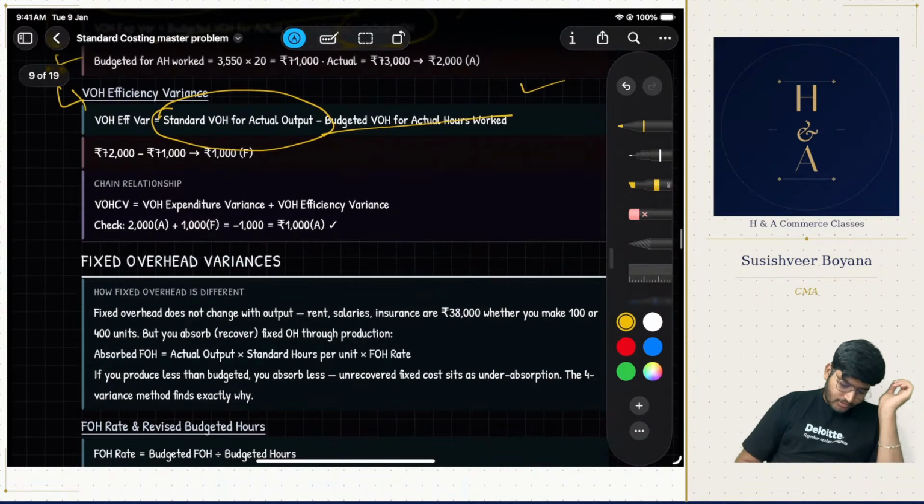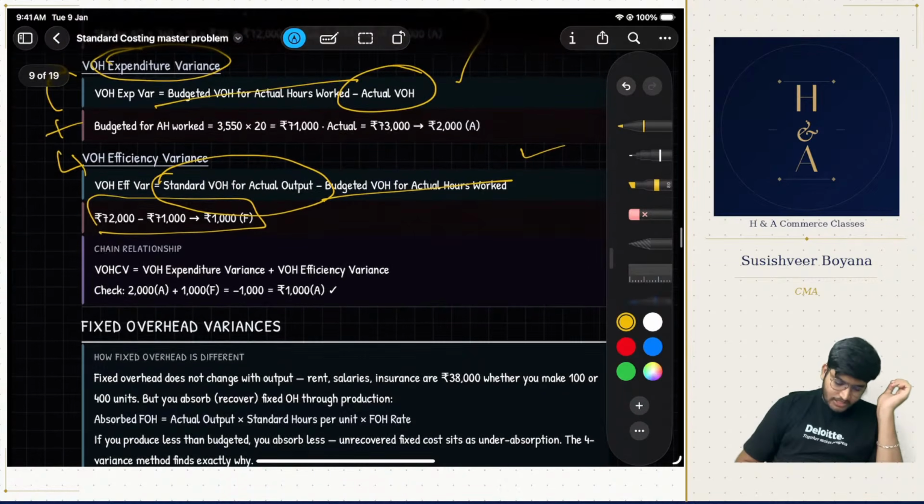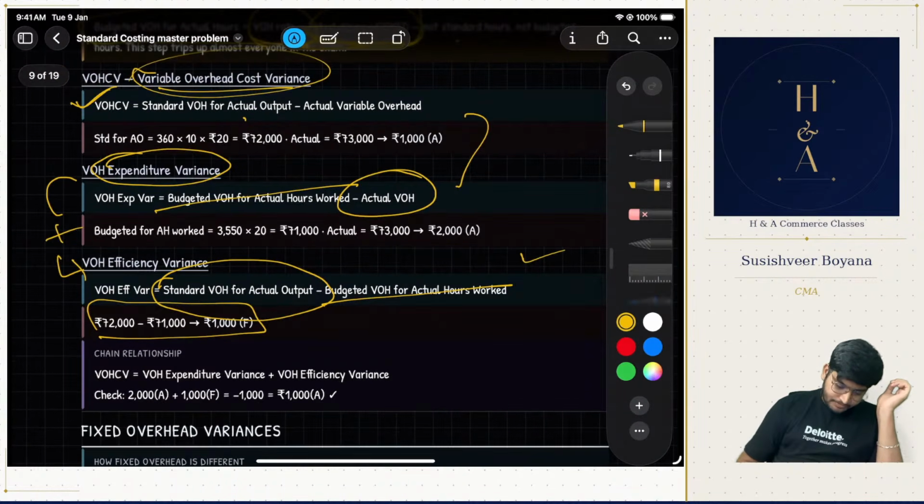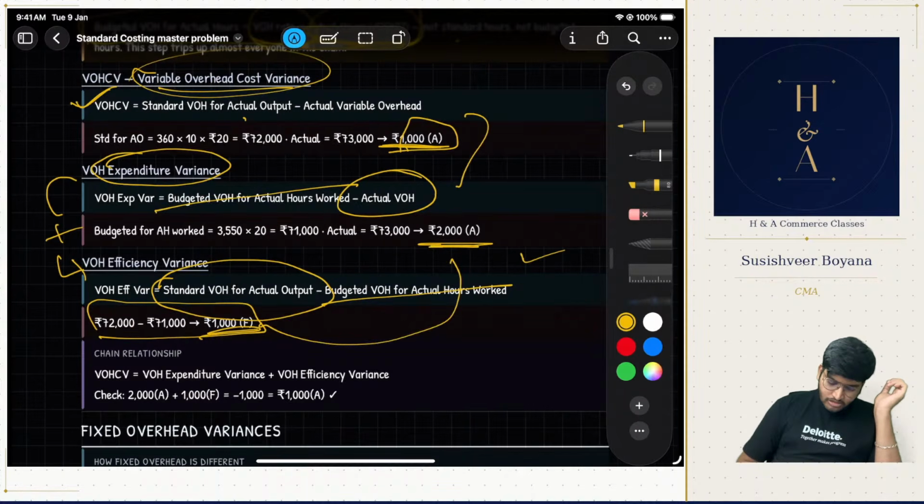Okay. Again, not dwelling into the figures part, but ideally you should see the same. We know the cost variance has come to 1000 adverse. You got 2000 adverse and 1000 favorable. Net is again going to be 1000 adverse. See, it is always going to match.